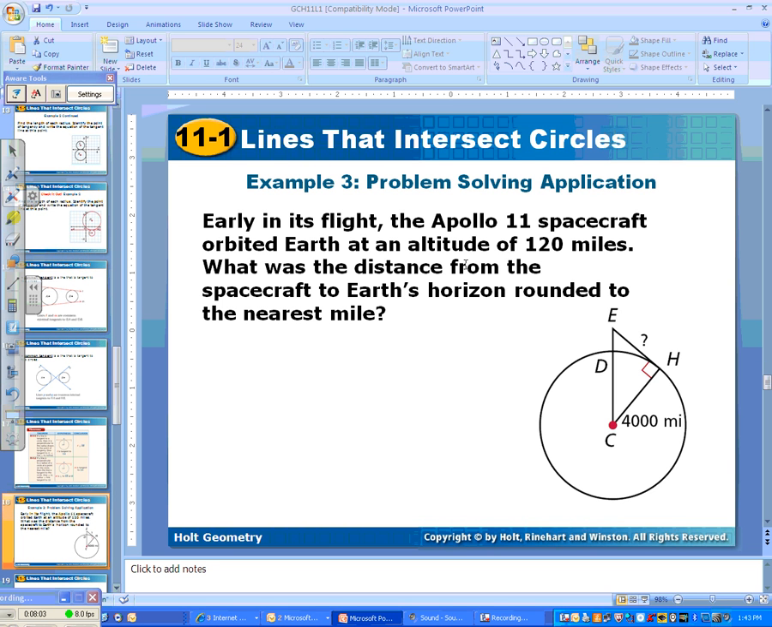Okay, the reason why that's important is we had problems like this before, and we're going to go back and do it again. Early in its flight, the Apollo 11 spacecraft orbited Earth at an altitude of 120 miles. What was the distance from the spacecraft to Earth's horizon rounded to the nearest mile?